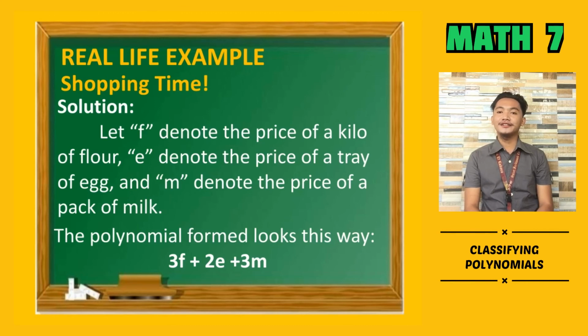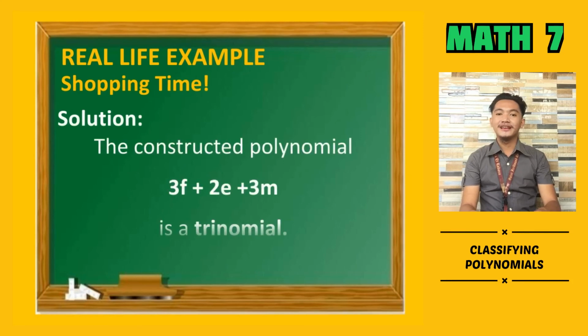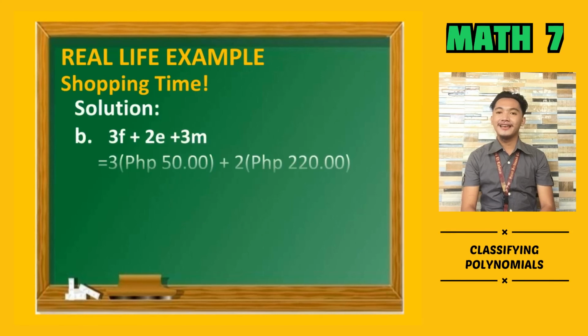How many terms are there in the polynomial? Precisely, there are 3 terms. So what kind of polynomial according to the number of terms is constructed? Very good. The constructed polynomial is a trinomial. Given the polynomial constructed, how are we going to determine the amount that you will pay? Very good. Let's substitute the given values to the polynomial constructed.